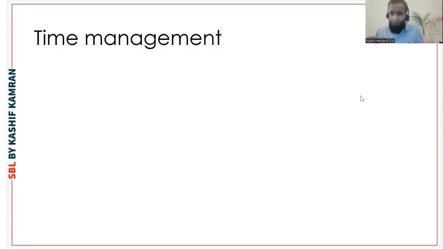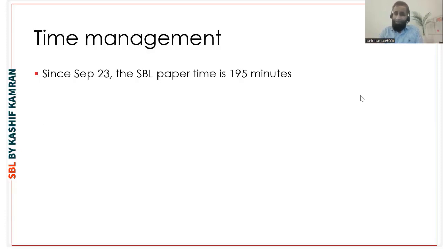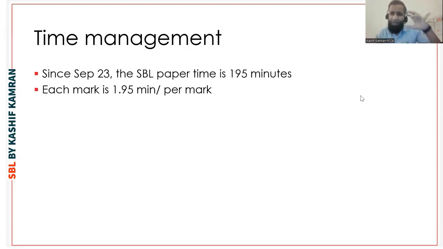Let's open time management first. Since September 23, you are all familiar that the time in the paper is 195 minutes, in line with all ACCA strategic level exams. Each mark is worth 1.95 minutes per mark. So we're taking simple mathematics here. We are just taking the absolute time and the absolute marks. We're not dividing the marks between technical and professional. So we're simply saying 195 divided by 100, so it's 1.95 minutes per mark.